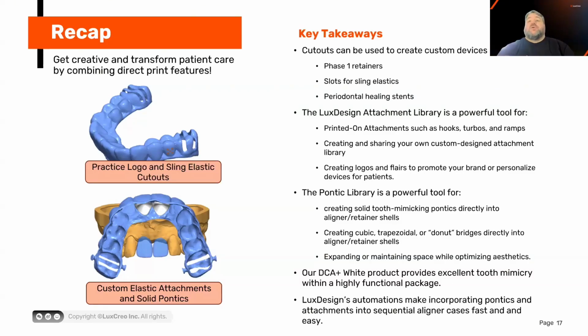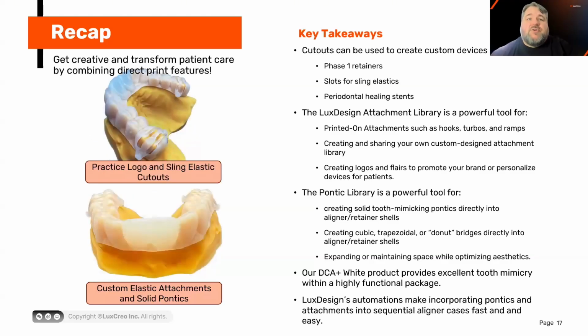You've seen everything that we've gone through, and this is where we're bringing it all together. The appliance you see to the left has both custom cutouts and custom attachments for sling elastics. You can see that at the posterior of the device. We have a custom LuxCreo logo attachment that we've added to that first molar, and we've done incisor pontics to maintain space. In this particular case, we printed it in DCA Plus white so that we could provide that more natural aesthetic.